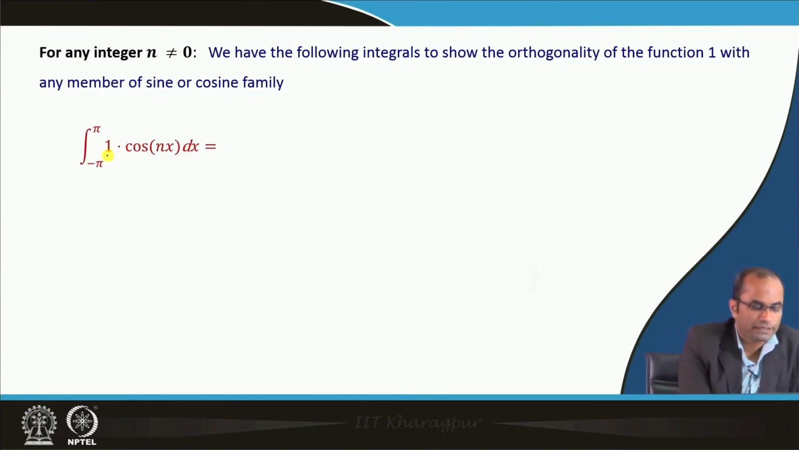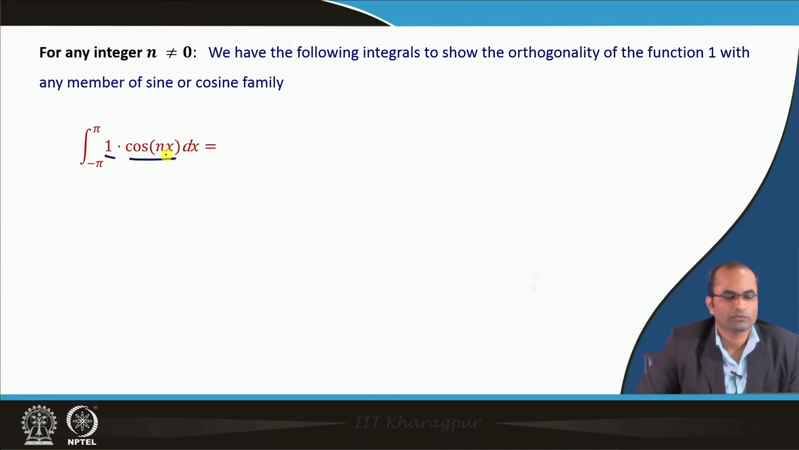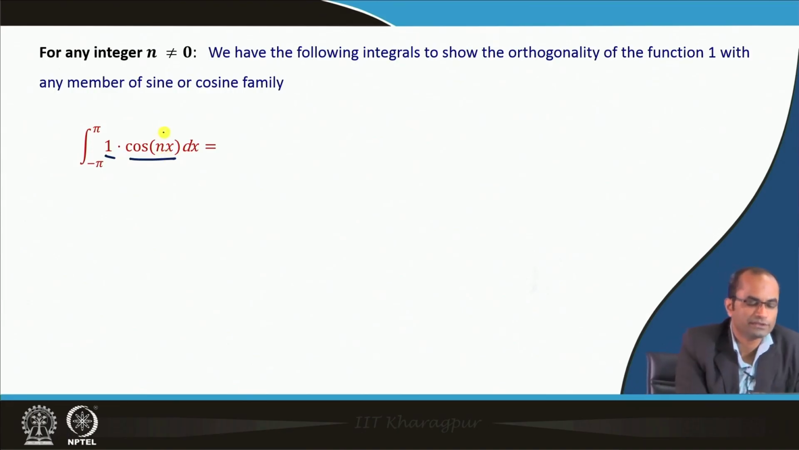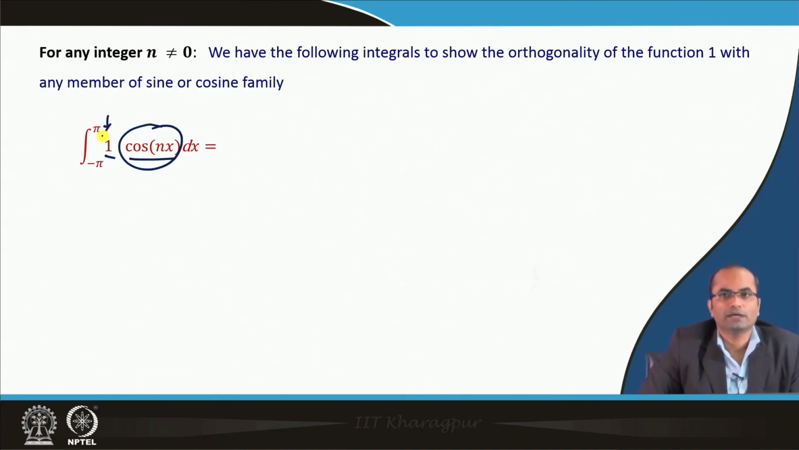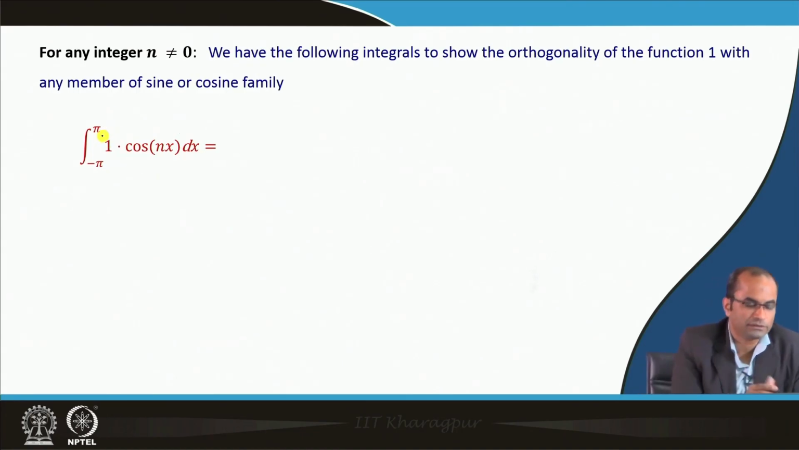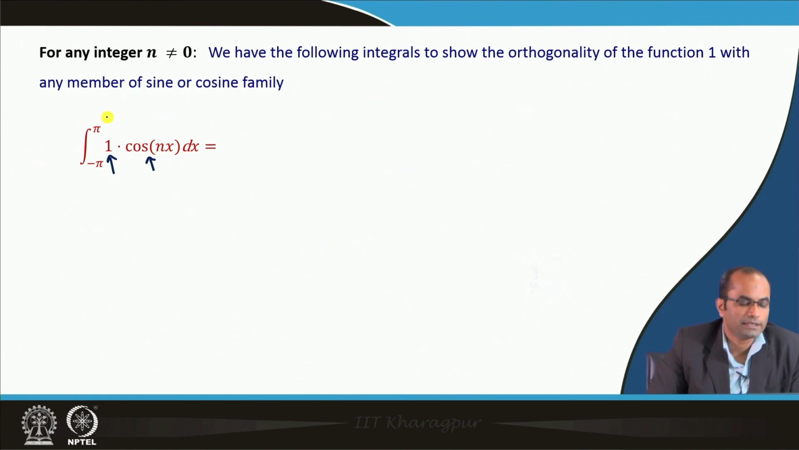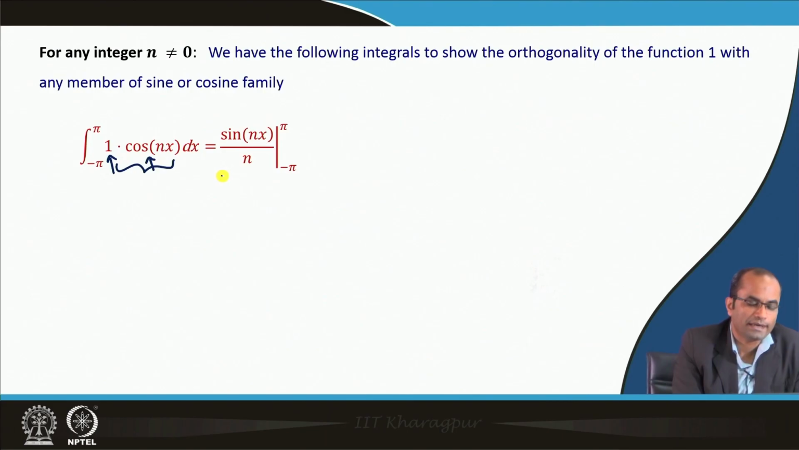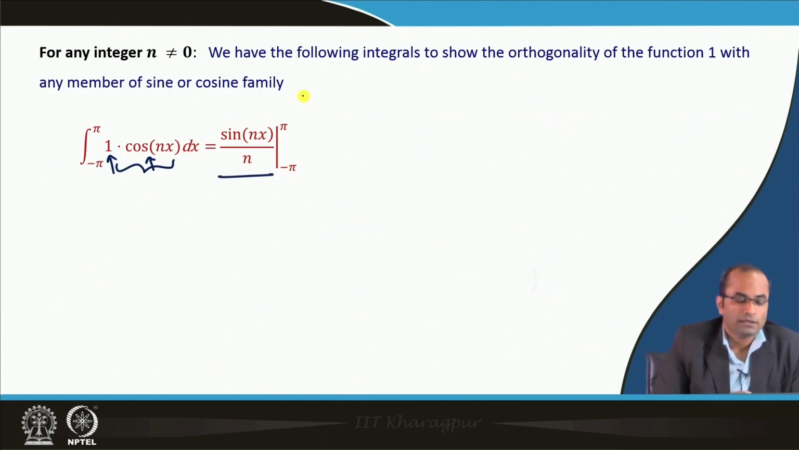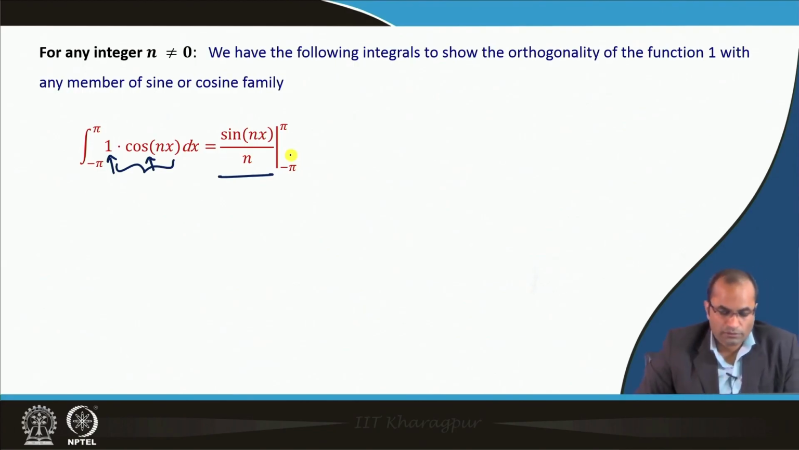So, here if we take 1 and, for instance, cos nx, n could be anything other than 0, because if n is 0, this is going to be 1, which is the same member we would be making the product with. So, we are avoiding the same member here. This is one member and this is another member of this trigonometric system, and if we integrate from minus pi to pi, the product is just cos nx. So, the integral will be sin nx over n from minus pi to pi. Sin n pi is 0, sin minus n pi is also 0. So, the result of this is 0.